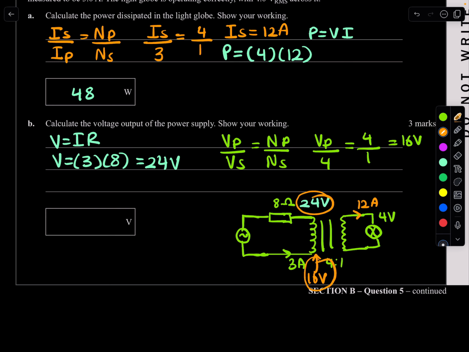Now, if you add these two up, this will give you the actual voltage output of the power supply, which is 16 plus 24, that's 40 volts. So your power supply supplies only 40 volts. Easy.